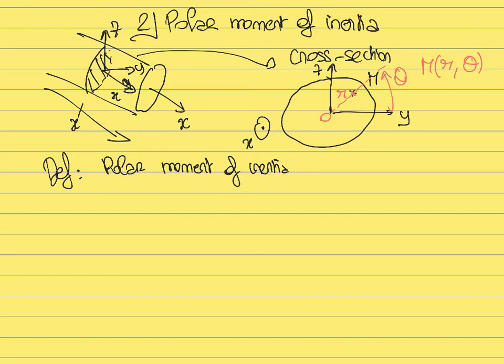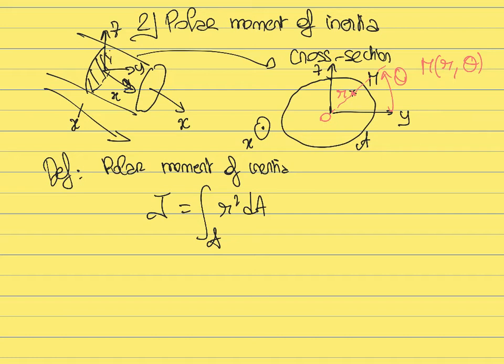And then based on this, I'm going to define the polar moment of inertia, which I'm going to write J, as the integral over the surface of the cross section, so the surface A of the cross section, the integral over A of R square dA. So the integral of the square of the distance.